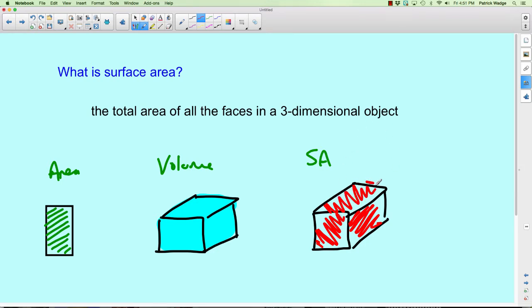No, there's also one at the back I'd have to paint, and there's one on the bottom I'd have to paint, and there's one over here on the left side that you can't see. And if I painted all those faces, how much paint did I use? So it's the total area. This was area of a flat shape. This is the total area, so the area of all the flat faces. If you add them all up, you get surface area. Okay, I hope that makes sense.